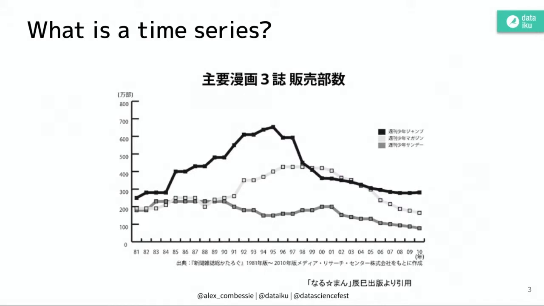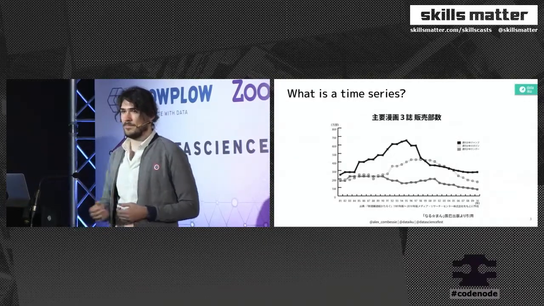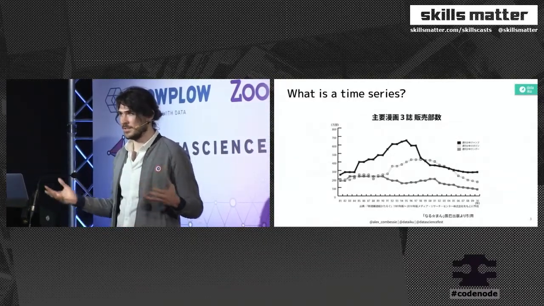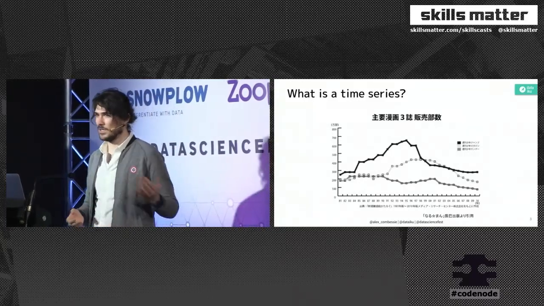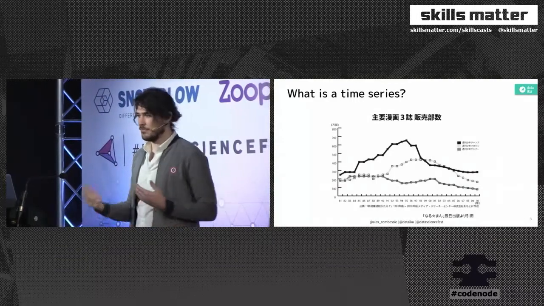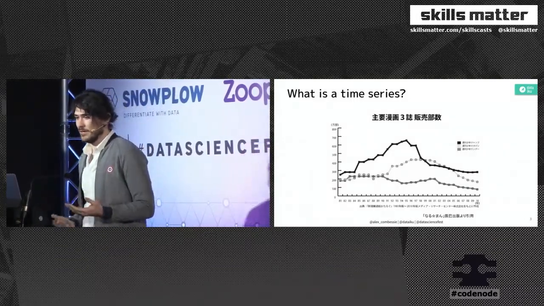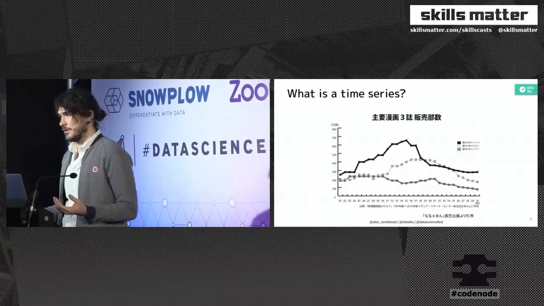A time series is an event that you measure across time. Usually, and that's what I'm focusing on, it's a numeric value. So here, it's measured every year. You can measure it every hour, every minute. Maybe it's not even regular, etc. So it's measurements of a phenomenon.